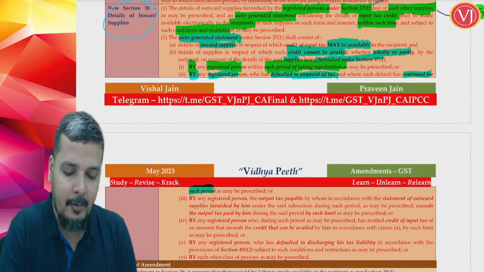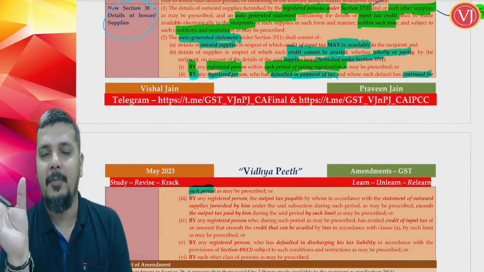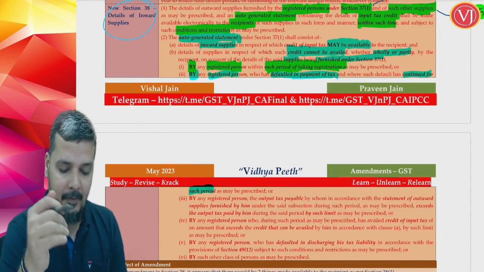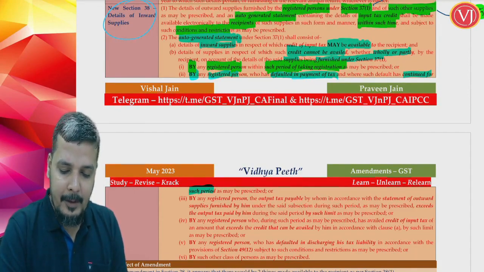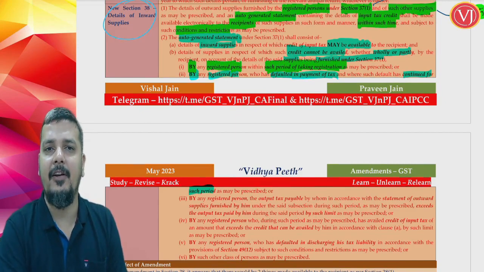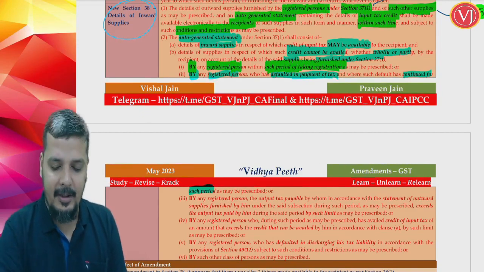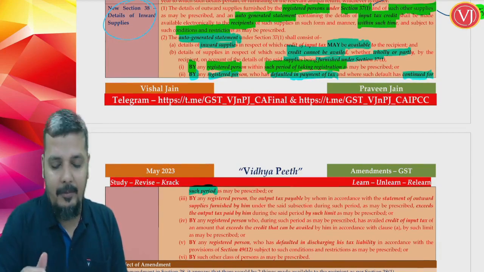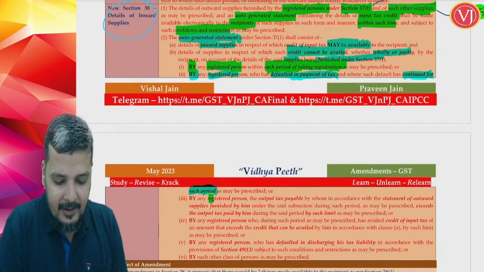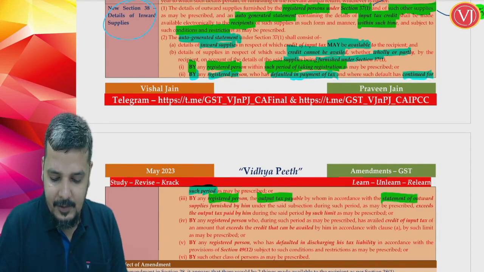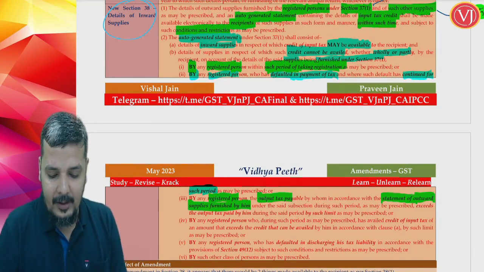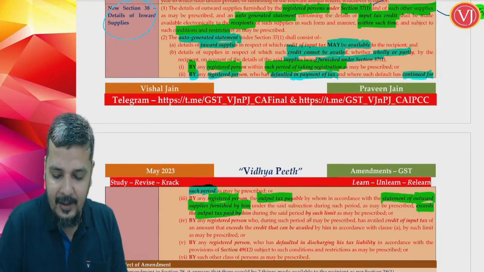So basically, first point, you're talking about a newly registered person for such period of time as the case may be. Second, you're talking about a supplier who is not making the payment continuously for such period of time. They'll tell that he has not made the payment for 2 months or 3 months, or that needs to be prescribed. So that particular person has not made the payment and the default is continuing for a particular time as may be prescribed. Or you're talking about a registered person whose output tax payable as per his GSTR1, that is his statement of outward supplies, exceeds output tax actually paid based on GSTR 3B.